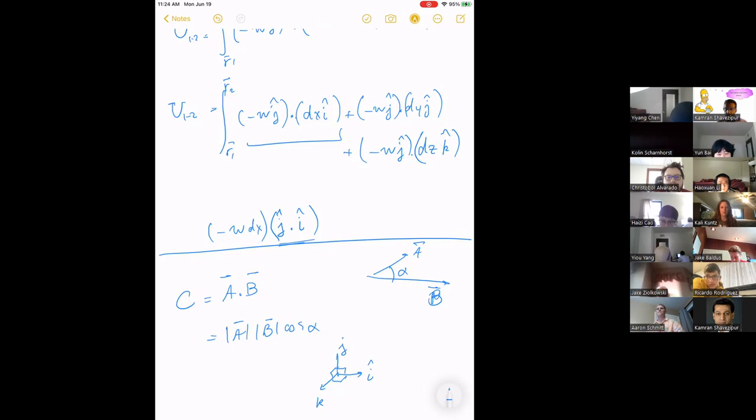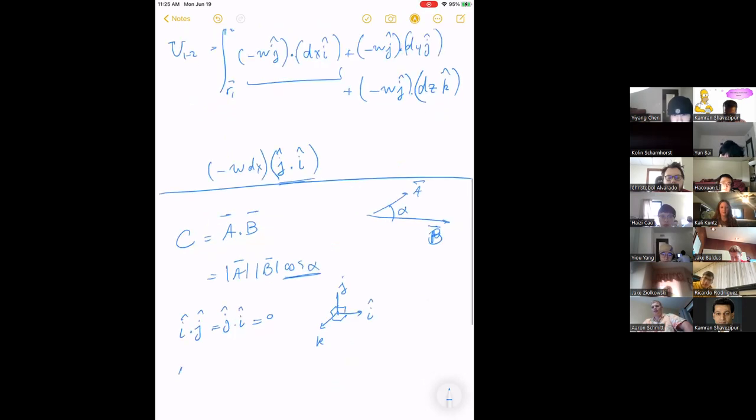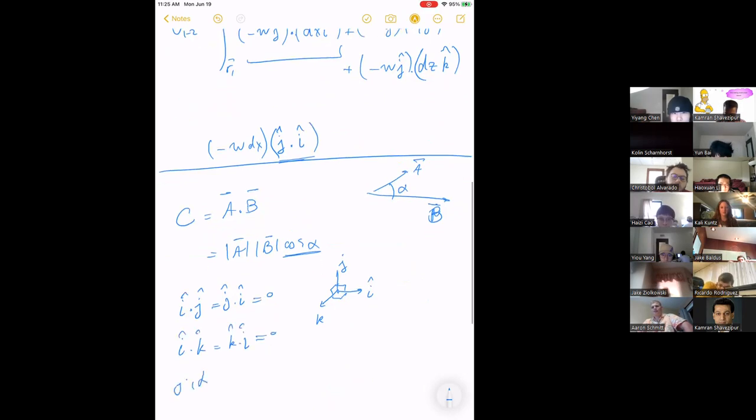You don't need a PhD to know this, Aaron. The angles between i and j, i and k, and j and k are 90 degrees, right? What is the cosine of 90 degrees? Zero. So when you have i dot j, which is the same as j dot i because you can switch them, it's going to be zero. Same for i dot k, zero, and then j dot k.